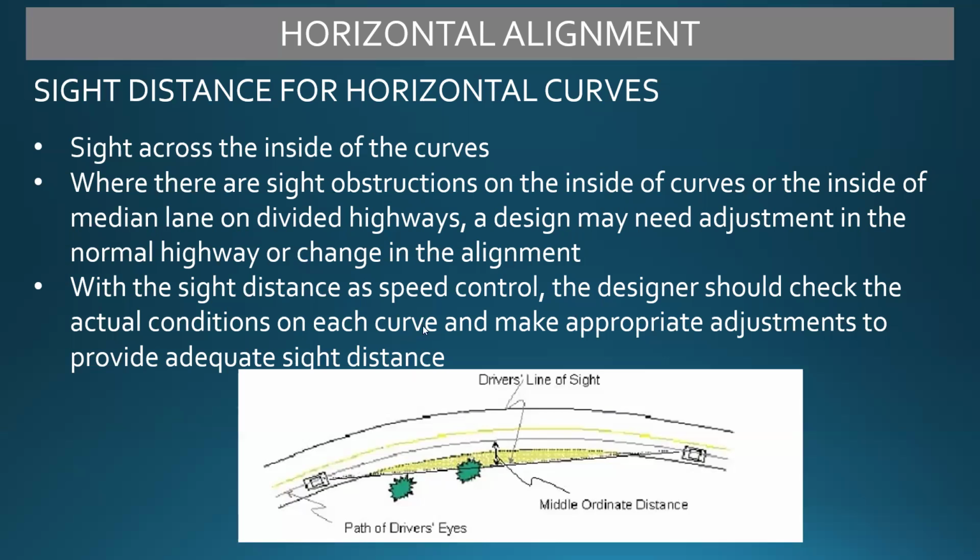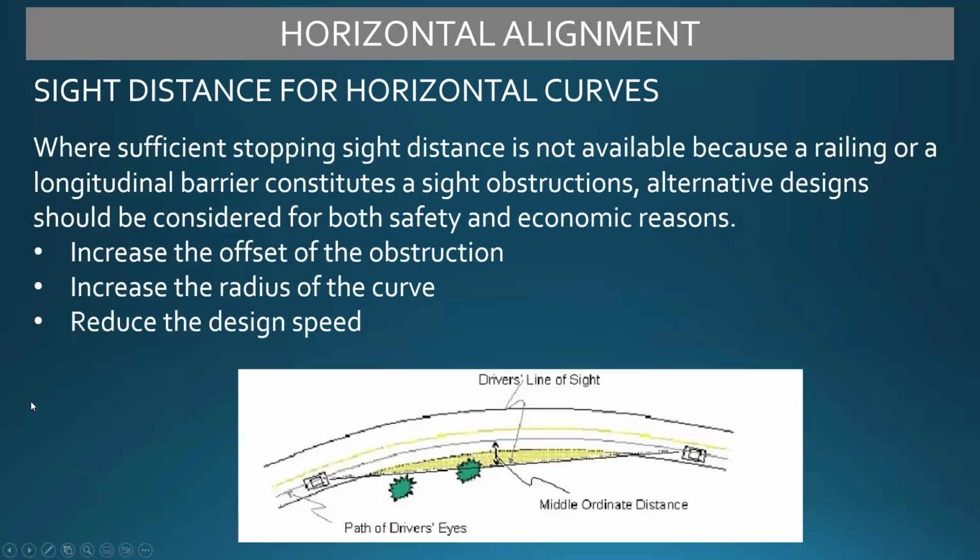So with the sight distance as speed control, the designer should check the actual conditions on each curve and make appropriate adjustments to provide adequate sight distance. Where sufficient stopping sight distance is not available because a railing or a longitudinal barrier or whatsoever structure causes a sight obstruction, alternative designs should be considered for both safety and economic reasons. We must increase the offset of the obstruction.